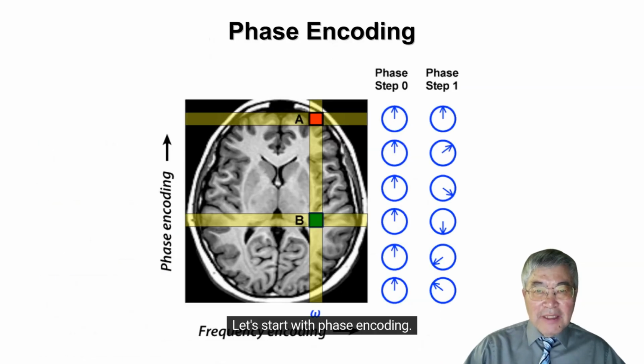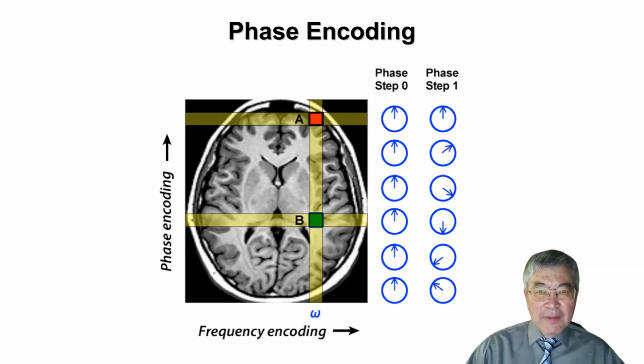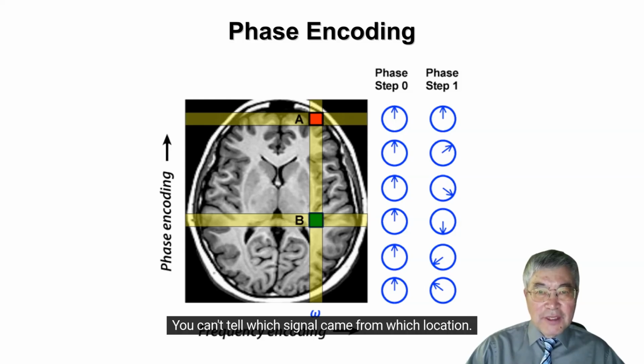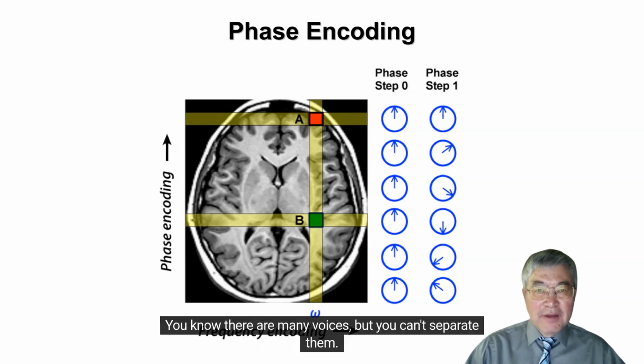Let's start with phase encoding. Suppose you do nothing special. What happens? All the signals from the slice come out at the same frequency and they just add together. You can't tell which signal came from which location. It's like hearing a classroom of students speaking at once, all in the same pitch. You know there are many voices, but you can't separate them.